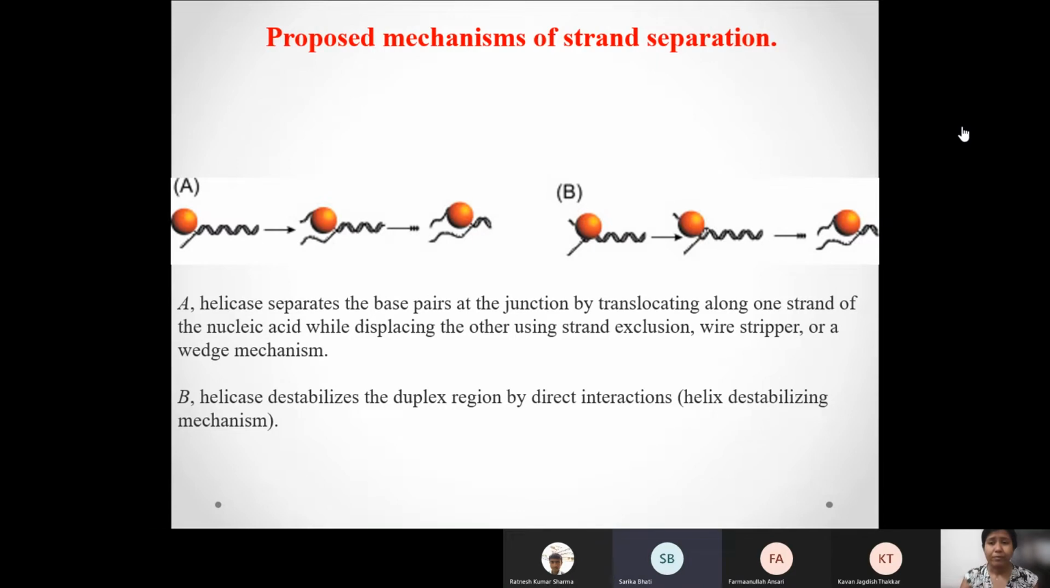Ma'am, I have one question. You mentioned that there are 17 to 19 helicases. So, is this in the total genome or in each chromosome?